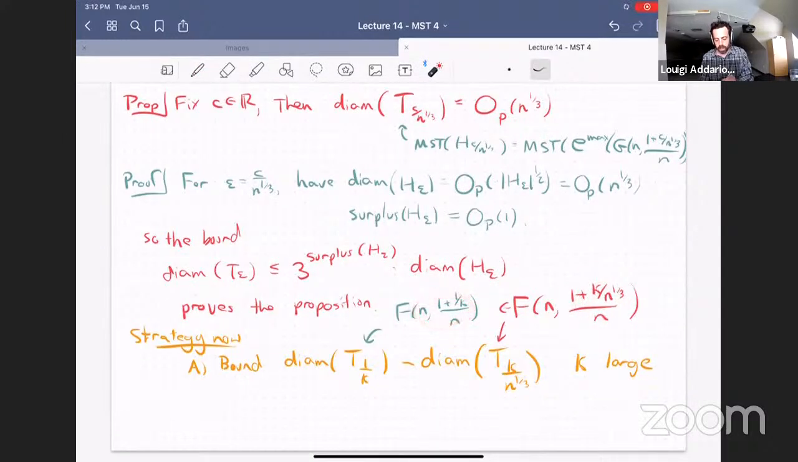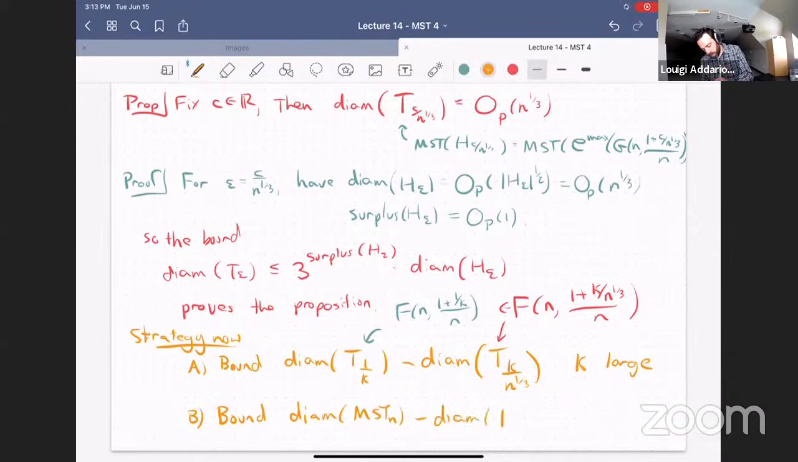And here we're practically at 1 plus constant over n. It's a small constant, but constant over n. Okay, so that'll be one step. That's actually going to be the harder step. And then the second step, which is easier and I'll actually do first, is to figure out what happens when we go from this barely supercritical range all the way up to the final MST. So the difference between the diameter of the minimum spanning tree and the diameter of T 1 over K. Okay, so is the picture of the proof clear?